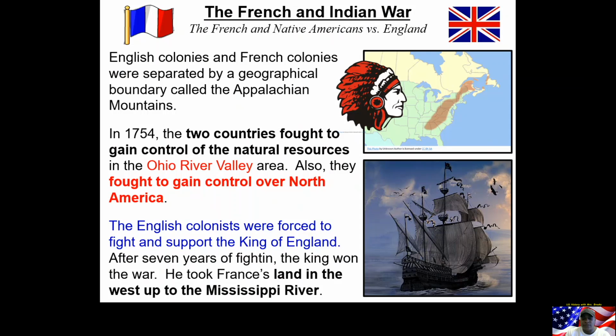So these two groups of colonies, countries who sent over colonists, were separated by what is called the Appalachian Mountains. It's over there in the west. You'll see it on the map, that long brown strip of land. That's the Appalachian Mountains. It is a natural barrier. It's a geographical boundary that separates those English colonies along the Atlantic coast from the French colonies that are past the Appalachian Mountains.